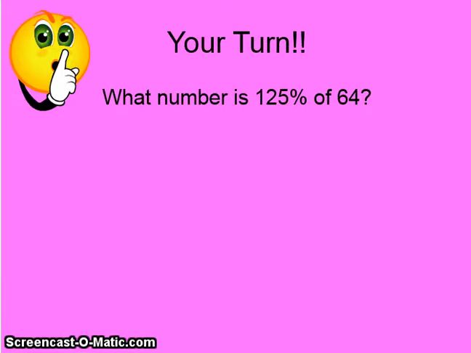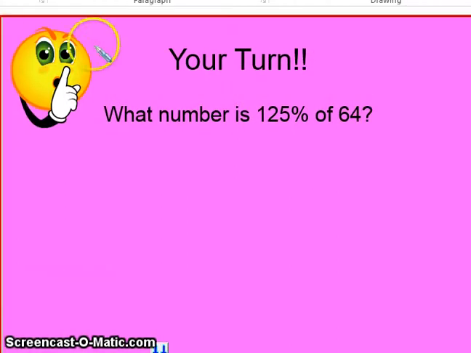Here's another example that needs to be in your notebook. We're looking for what number is 125% of 64. Again, "what number" tells us we're going to need a variable, and "is" tells us we're going to use equals. So x equals 125% of 64. 125% needs to be turned into a decimal, so we move the decimal point 2 places to the left, and we get 1.25.